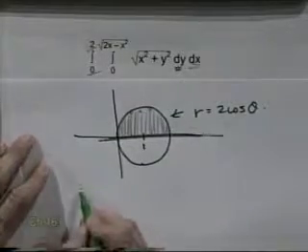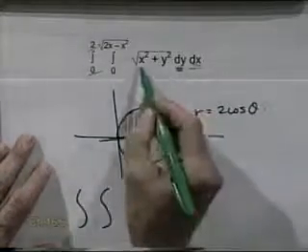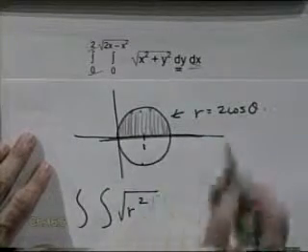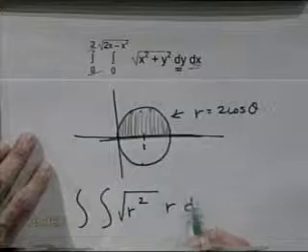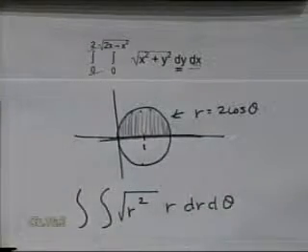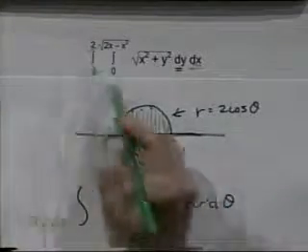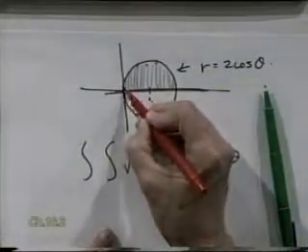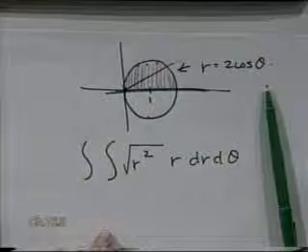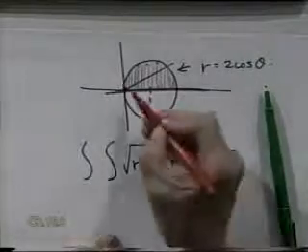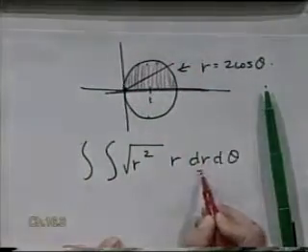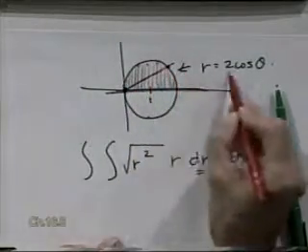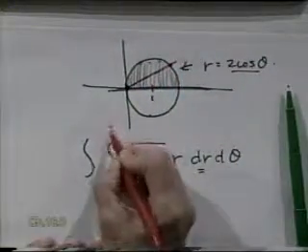And our integration is going to be the double integral, where I see x squared plus y squared, I put r squared. Where I see dy dx, I put r dr d theta. And now let's see. We don't even have to look at these. We say to ourselves, okay, take an arbitrary spoke in that region. What is r ranging from? Well, here it's r equals 0, and in the end, it's r equals 2 cosine theta.